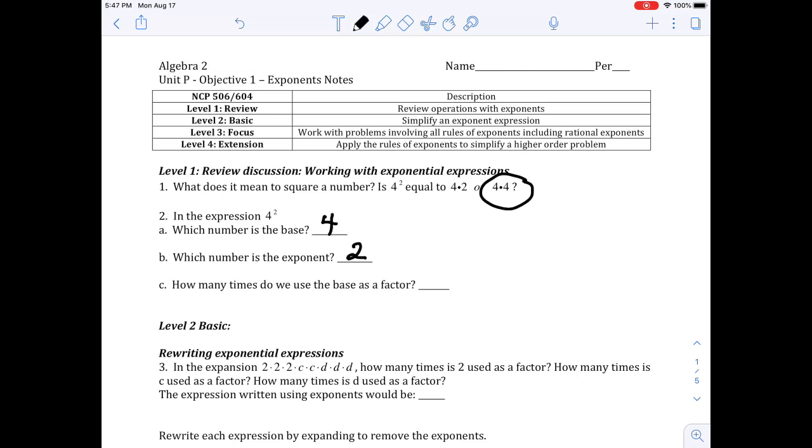And how many times do we use the base as a factor? 2 times, because as we set up here, 4 squared indicates 4 times 4. So we are using the base 2 times, and each of those numbers are considered factors. To factor means to write as a product.